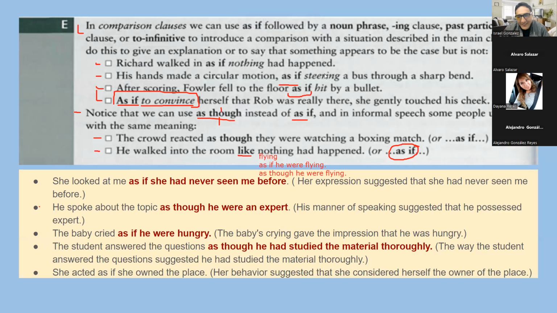Like Alex in the class. I am the owner of the class. Yes, Alex, you are. Don't worry. Not at all, teacher.